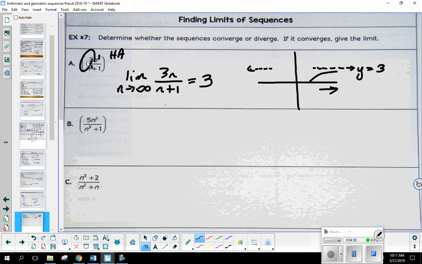All right, so what would you say about this one? Does it converge or diverge? It converges. There you go, because it goes to a specific number. So I'm going to say it converges. There we go. Let's try B.